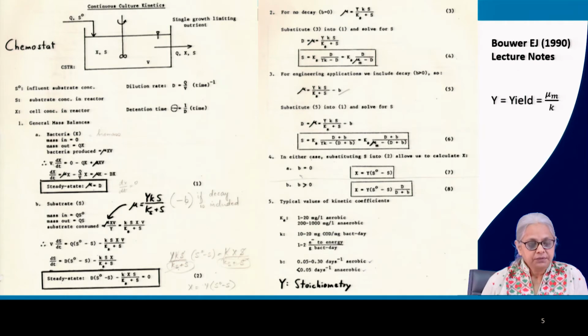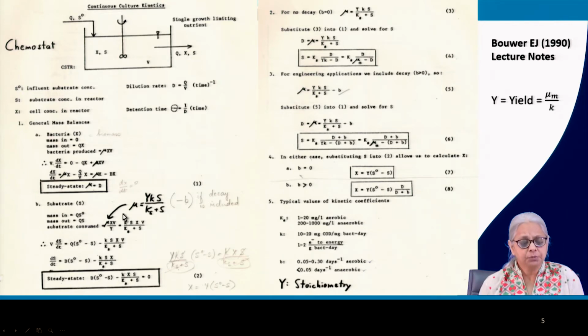Let us now look at substrate. Mass in of the substrate is Qs0, mass out is Qs. How is the substrate being consumed? We have already gone through Monod kinetics. Substrate consumed is mu xv divided by Y. Y is yield, and that is mu max divided by small k. So we've already gone through Monod kinetics, and we've already seen the derivation for yield.